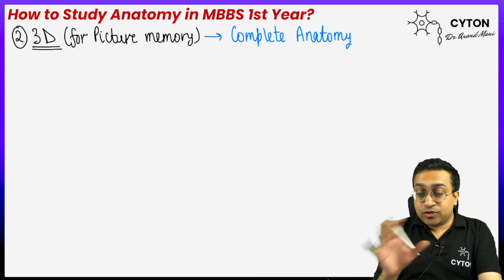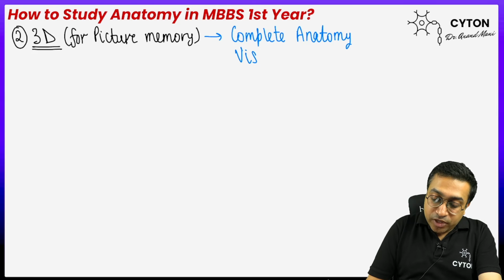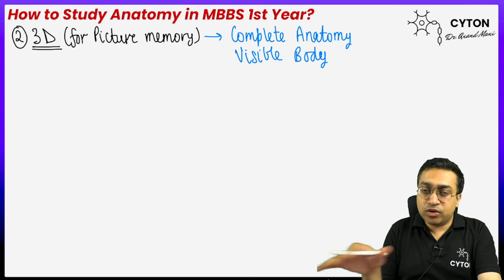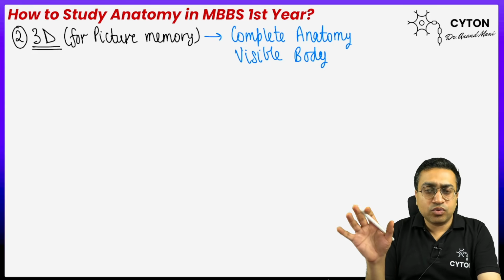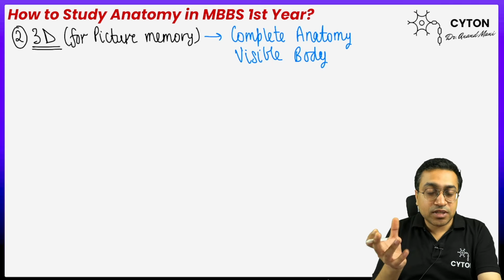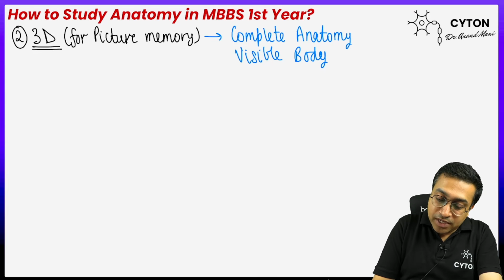It is in the best form possible right now. Another option you have is Visible Body. Okay, Visible Body. Both these apps are available in the App Store, Google Android, anywhere you can use Windows, Mac. So you can practice things and remember things better using these applications. What else? So for picture memory we have these 3D apps.